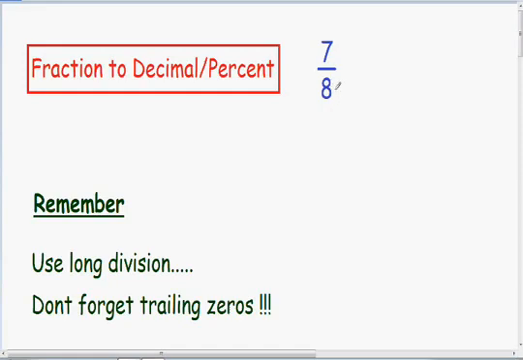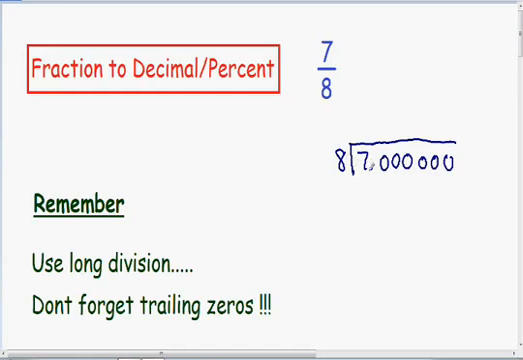And in order to change this fraction into a decimal, we need to use long division. So the fraction 7/8 is the same thing as 7 divided by 8. So I'm going to use long division and divide 7 by 8 and turn this into a decimal. And what I like to do is add a decimal point with a bunch of trailing zeros at the end. The reason I did this is because we need to keep on dividing until we have no remainder or we have a repeating decimal.